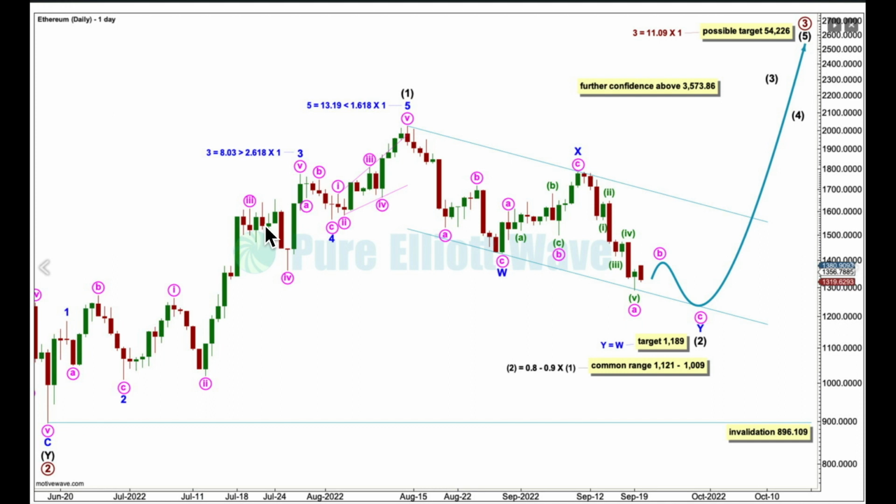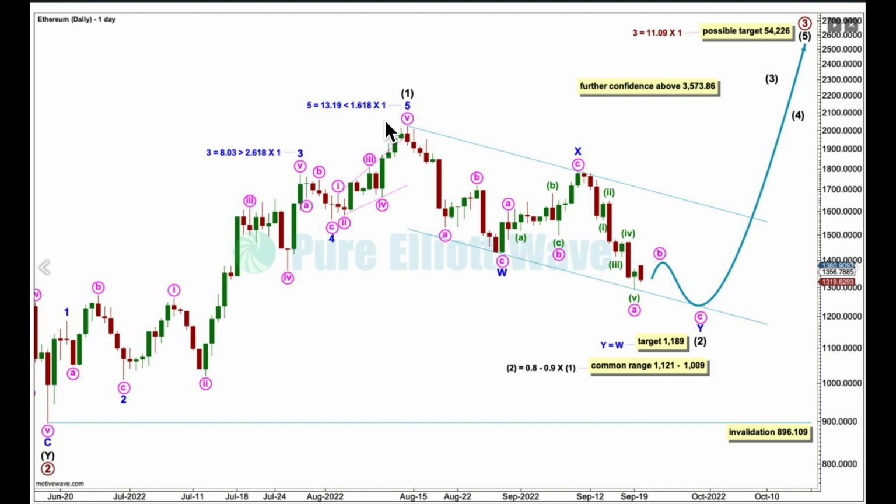From this low to this high, intermediate 1 fits beautifully as a 5-wave impulse, with minor 1, expanded flat for 2, a really good looking impulse for 3, a zigzag for 4, so there's really nice alternation between 2 and 4, and an ending expanding diagonal for 5. There are also Fibonacci ratios here. Minor 3 is 8.03 longer than, or greater than, 2.618 times the length of minor 1, and minor wave 5 is 13.19 less than, or shorter than, 1.618 the length of minor wave 1.